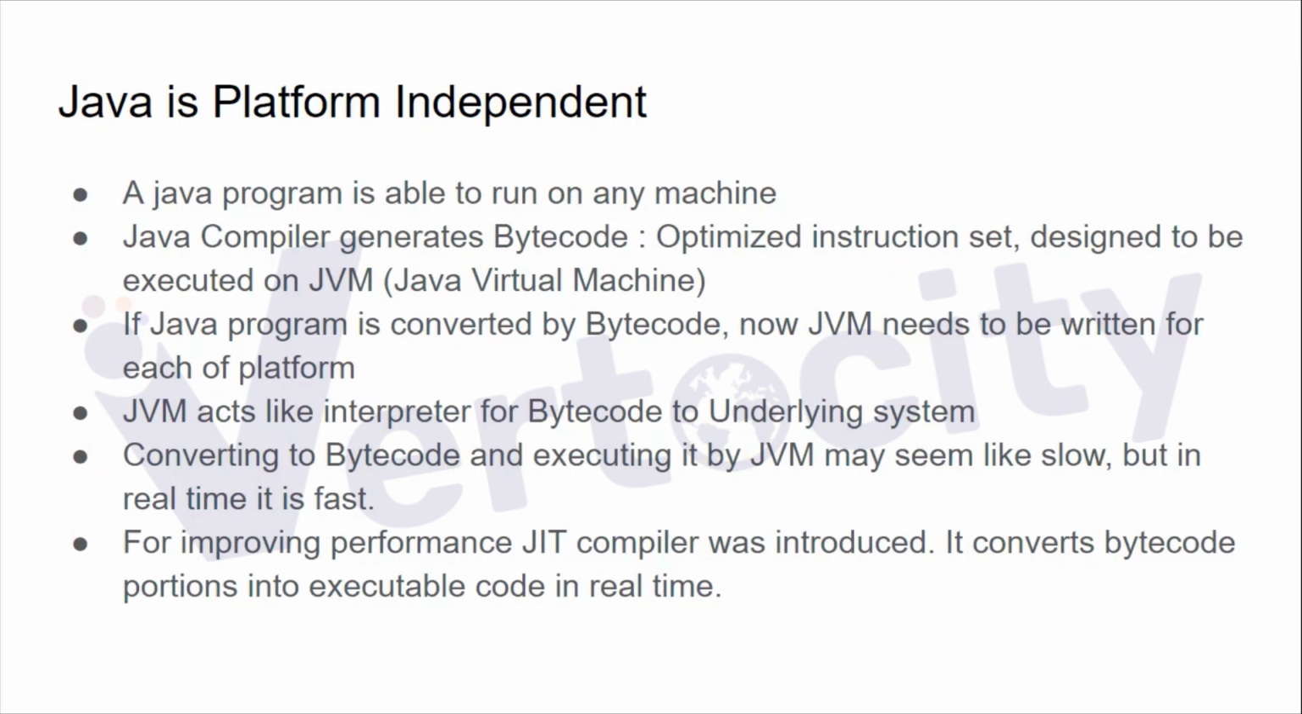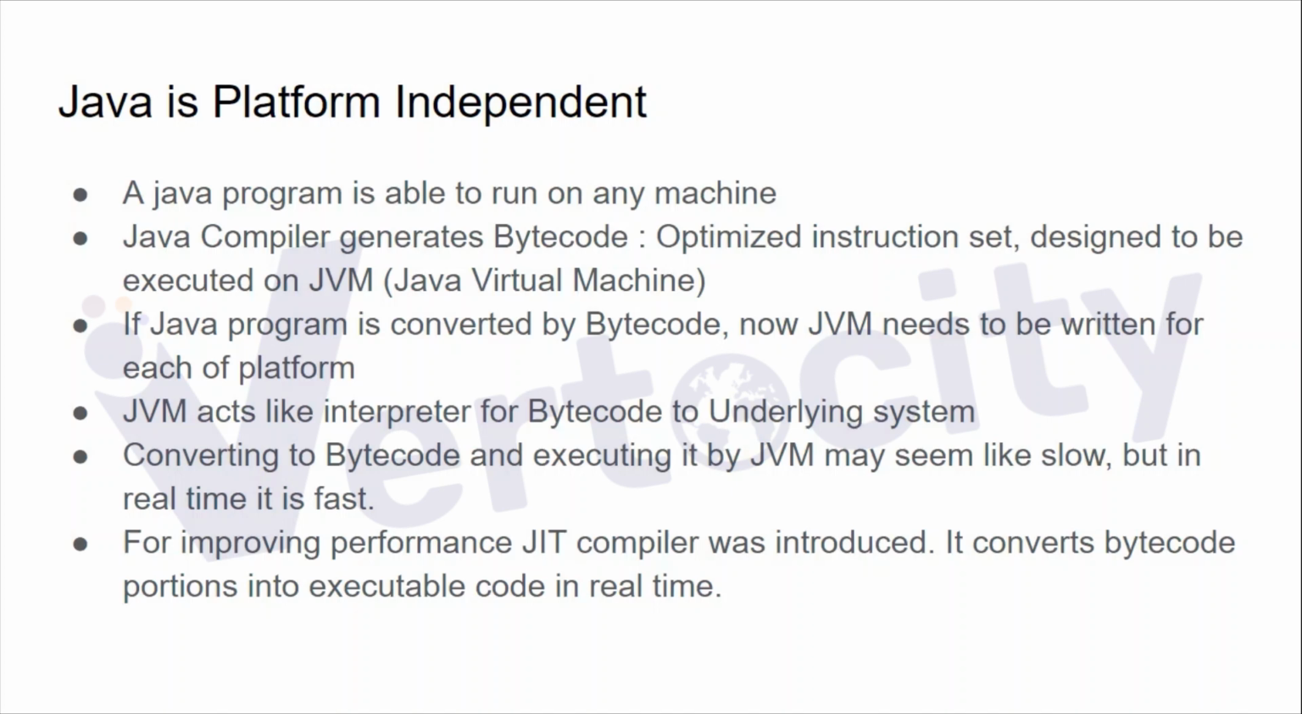Converting to bytecode and executing it by the JVM may seem slow, but in real time, it is very fast. Let us say in the case of C++, everything is converted to object code. The programs run very fast. Programs in Java may not be as fast as those of C++, but in real time, you won't see a difference. So this is only because of the bytecode and JVM implementation.